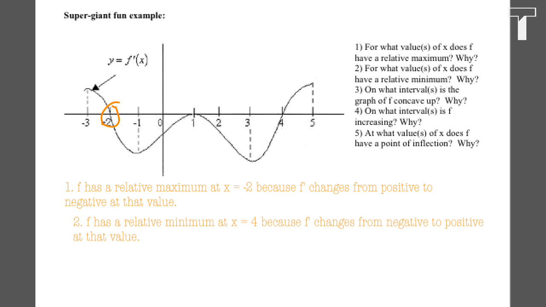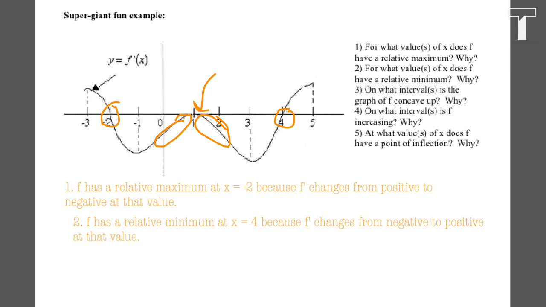F of x is going to have a relative minimum anytime f prime changes from negative to positive. So we can see that happens at 4. Just to mention, notice here at x equals 1, we do have a critical point because f prime is clearly equal to 0. But down here, f prime was negative, and afterward it's still negative. It hasn't changed sign, so we have no relative extreme value at x equals 1. That's that third piece of the first derivative test.